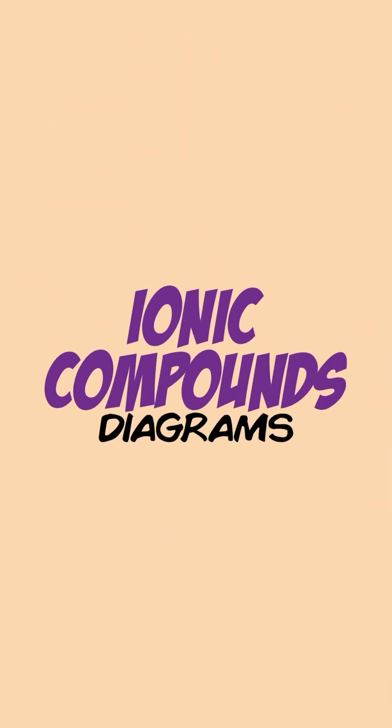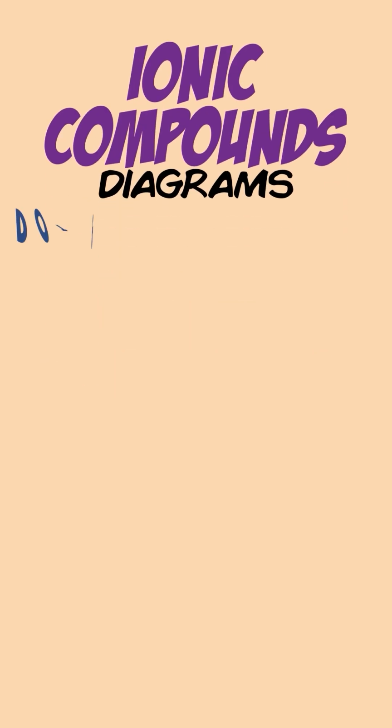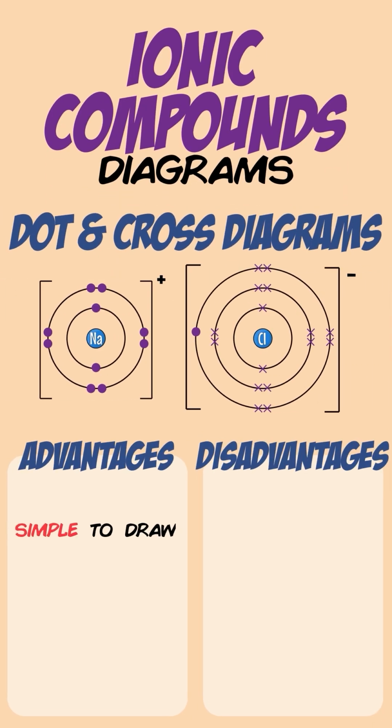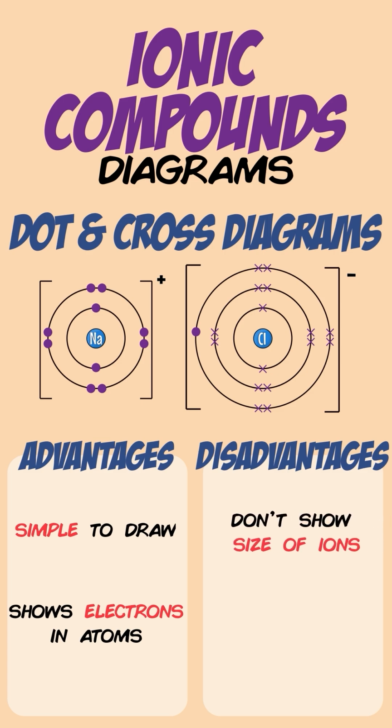The structures of ionic compounds can be represented using different types of diagrams. Dot and cross diagrams are simple to draw and show electrons, however they do not show the size of the ions or their 3D arrangement.